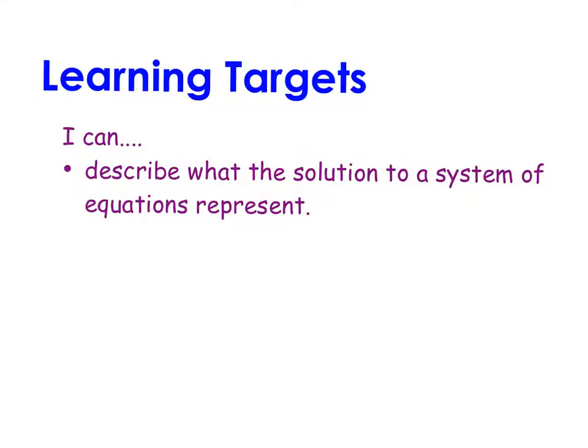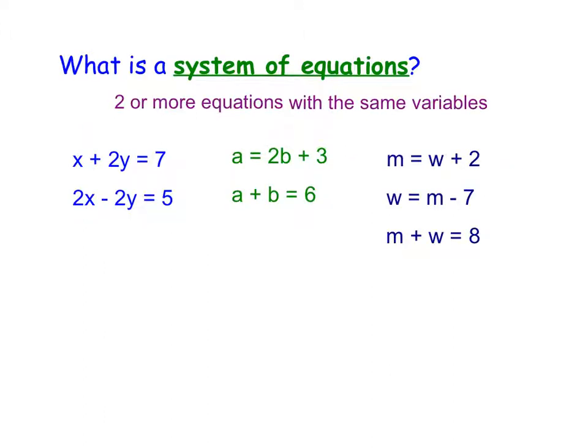In this video, we're going to talk about what a system of equations is and what the solution to a system of equations represents. By definition, a system of equations is two or more equations with the same variables. Down below, you'll see three different examples of systems, and they're written in all different ways with all different variables with a different number of equations, but they are all systems.